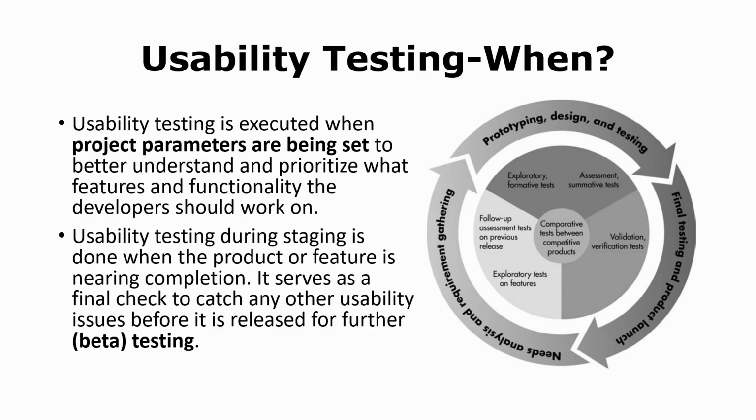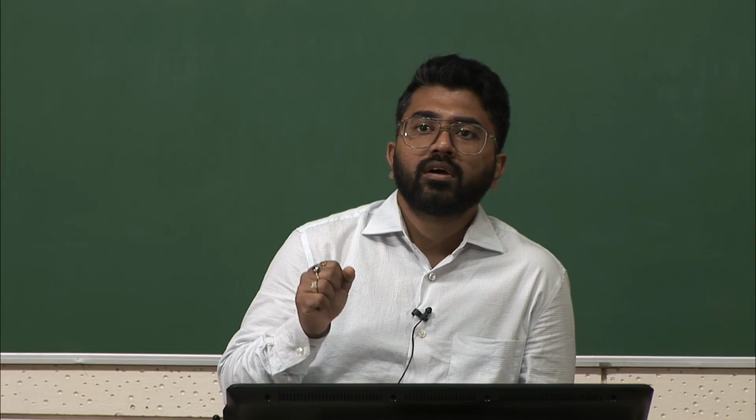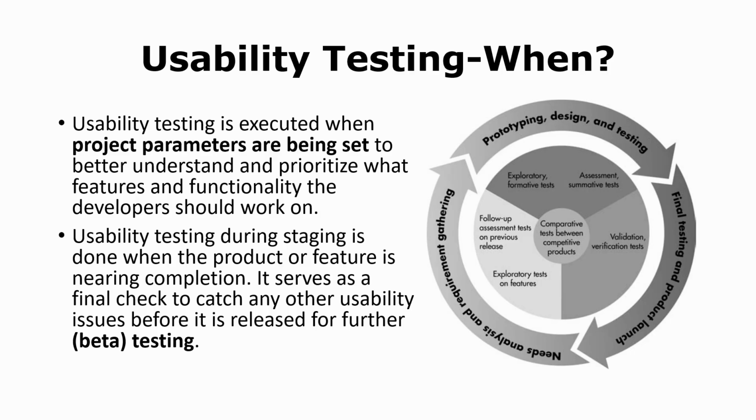So usability testing basically serves as a final check to catch any other usability issues before it is released for further beta testing. Beta testing is usually a further version when you actually have the final version of the product ready, and you want to start testing it in the market and also selling it to a few people. So just before this step, when your prototype is ready in its final phase, that is when you do your usability testing, right? This figure on the right basically tells you the different steps of the product cycle and when usability tests are typically implemented. So this is hopefully very clear.